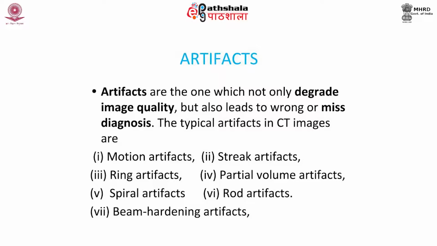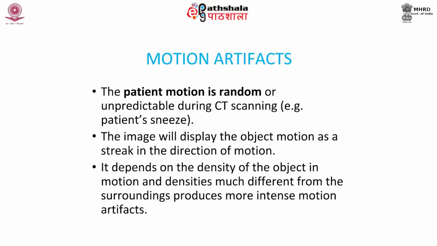Artifact. Here we will see some of the artifacts that come across in a CT scan. Artifacts not only degrade the image quality but also lead to wrong diagnosis or misdiagnosis. Some of the artifacts in CT scans are motion artifact, streak artifact, ring artifact, partial volume artifact, spiral artifact, rod artifact, and beam hardening artifact. What is a motion artifact?